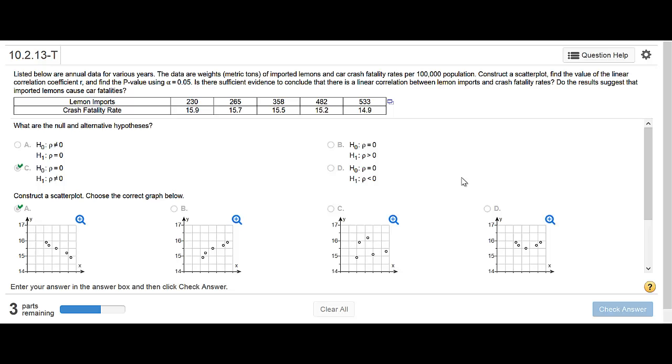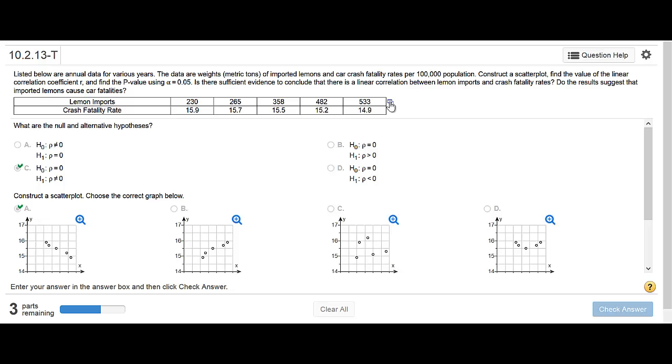The first question is, what are the null and alternative hypotheses? We are going to test whether or not the population correlation coefficient rho is equal to 0. So our selection for our hypotheses will be the null hypothesis, rho equal to 0, and the alternative hypothesis, rho not equal to 0.